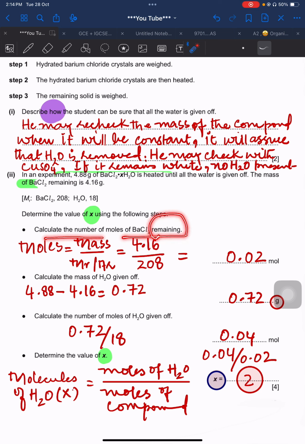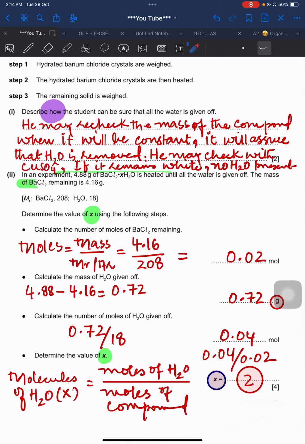The examiner is telling you the word remaining very clearly, so be careful about these calculations. I have observed that some super champions make silly mistakes. Please be careful that the examiner mentions remaining. You have to calculate the moles of the remaining. So what is the remaining? 4.16. We are going to divide it by 208.